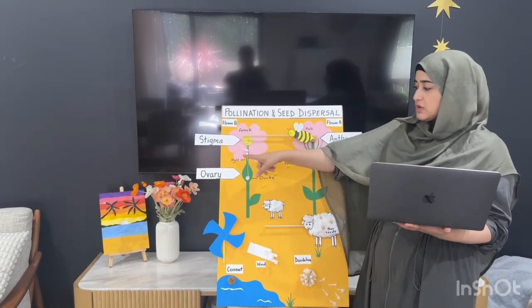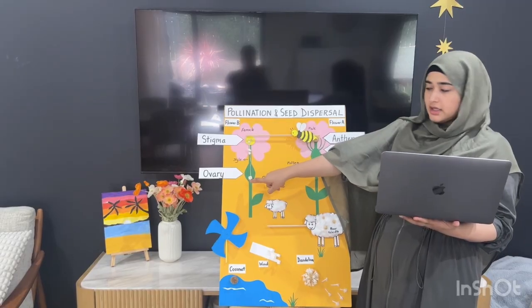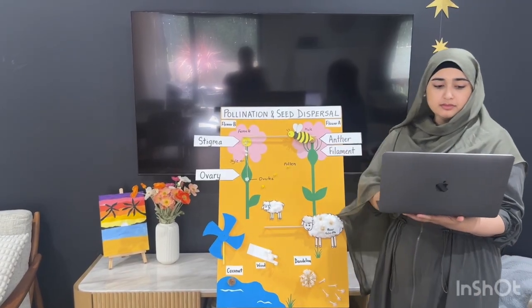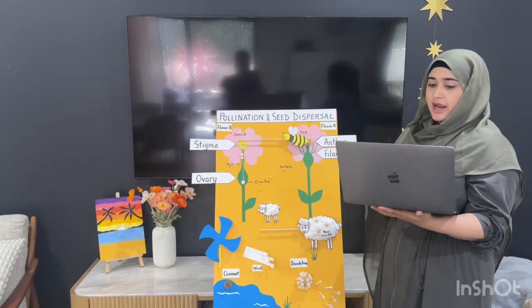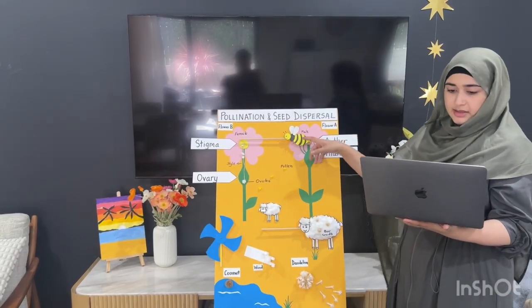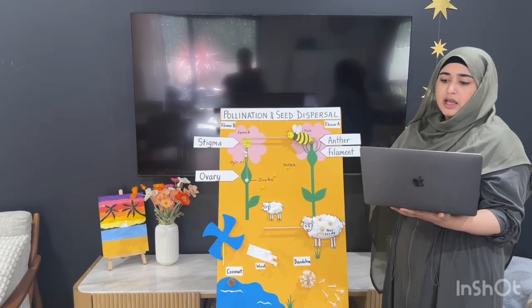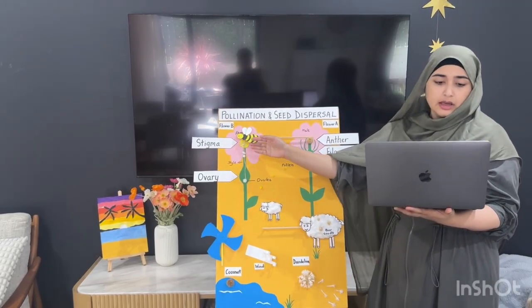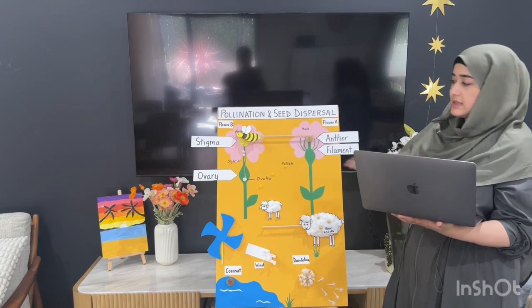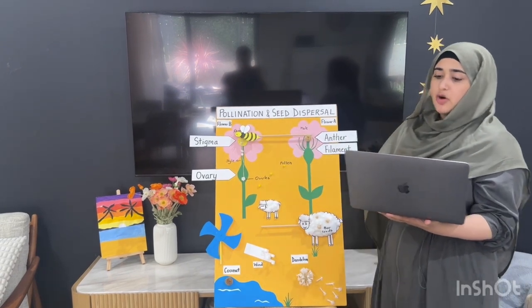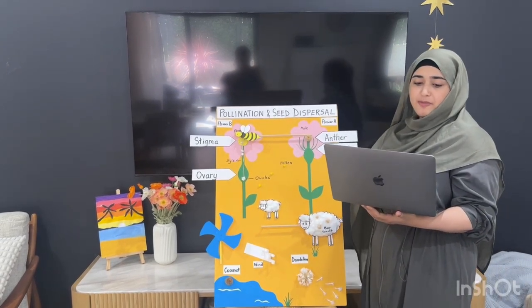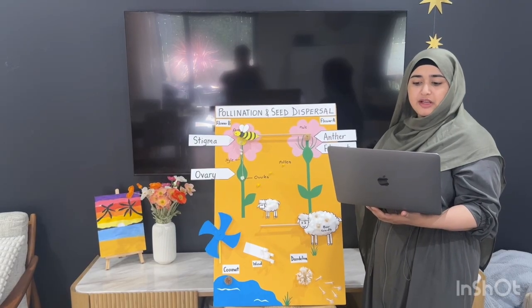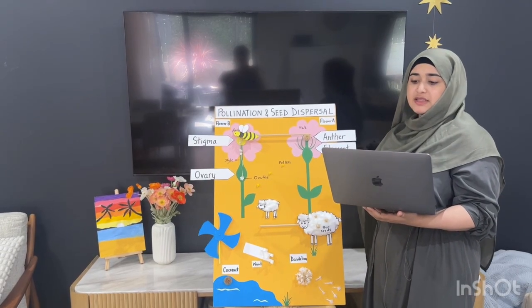The style leads down to the ovary that contains ovules. As the bee visits flower A, it brushes the anthers and picks up pollen. When it lands on flower B, the pollen sticks to the sticky stigma. This is called pollination. The transfer of pollen to the stigma usually happens between flowers of the same species.